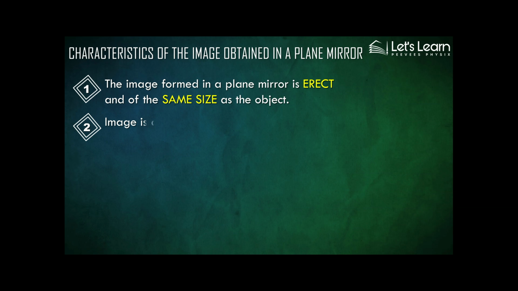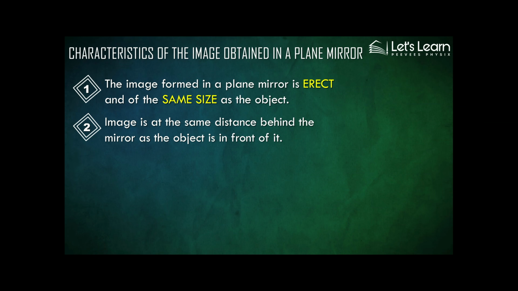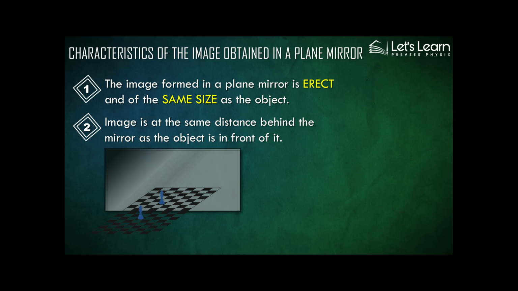That's it. Second characteristic. The image is the same distance behind the mirror as the object is in front of it. Look at this. The object is 2 meters in front of the mirror. And where will you see the image? 2 meters behind. So if it's a chessboard, if the object is 2 boxes in front of the mirror, the image is seen exactly 2 boxes behind the mirror.